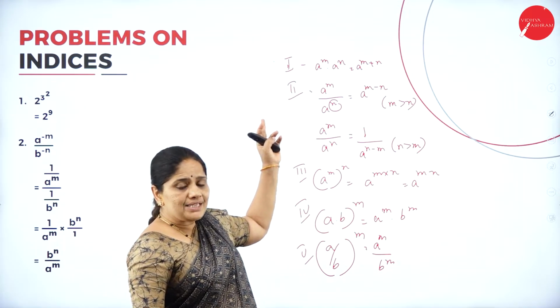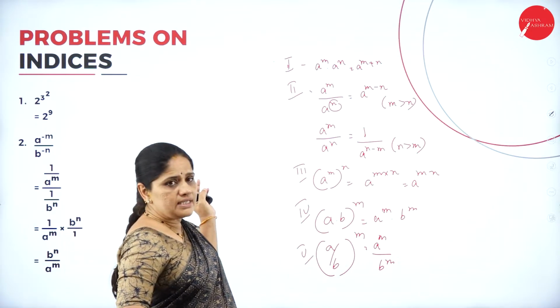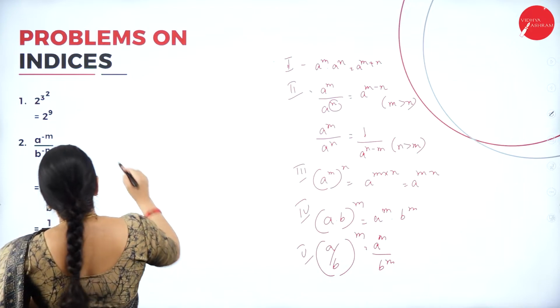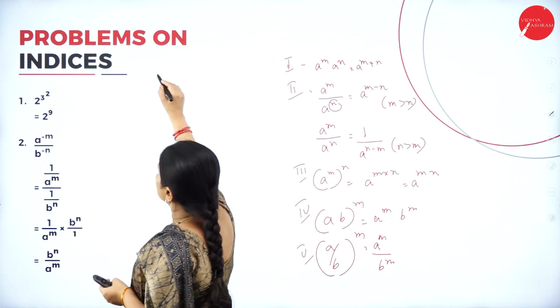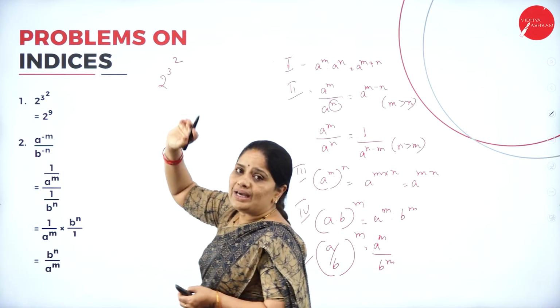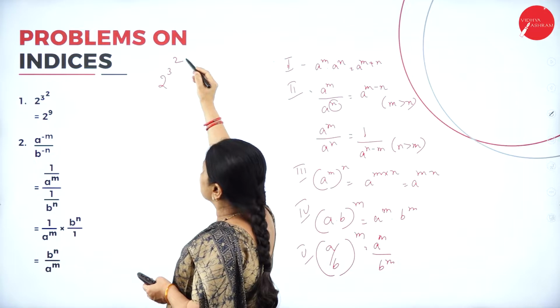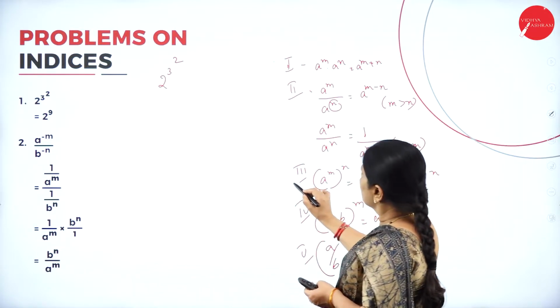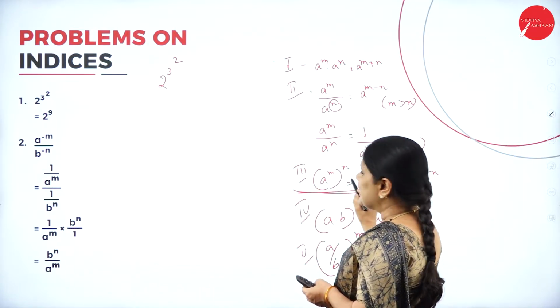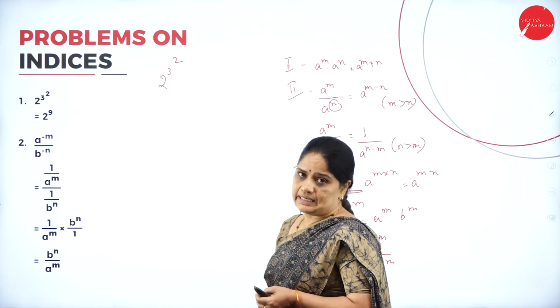Now, based on these 5 laws, we will be working out problems on these indices. Now, let us take this problem. This problem is 2 cube square. Now, when the problem is given like this, you cannot just multiply. You cannot use this third law here. Why can we not use the third law here? Because there are no brackets here.